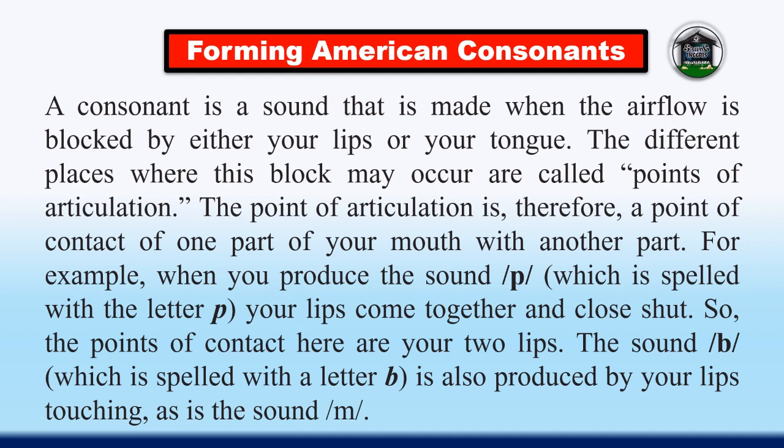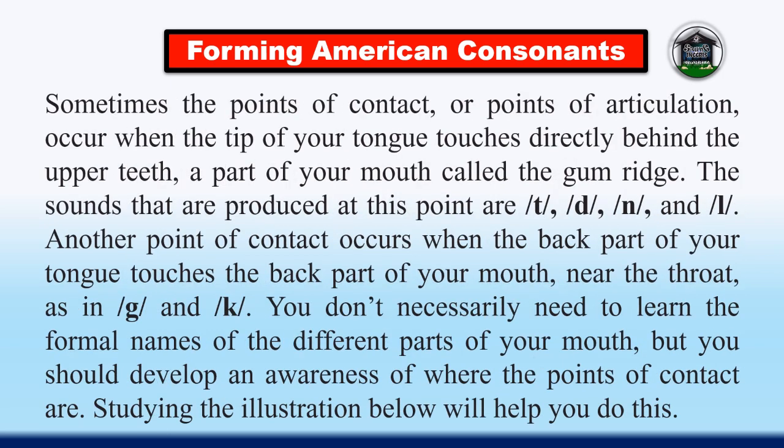For example, when you produce the sound P, which is spelled with the letter P, your lips come together and close shut. So the points of contact here are your two lips. The sound B, which is spelled with the letter B, is also produced by your lips touching, as is the sound M. Sometimes the points of contact, or points of articulation, occur when the tip of your tongue touches directly behind the upper teeth, a part of your mouth called the gum ridge. The sounds that are produced at this point are T, D, N, and L. Another point of contact occurs when the back of your tongue touches the back part of your mouth, near the throat, as in G and K. You don't necessarily need to learn the formal names of the different parts of your mouth, but you should develop an awareness of where the points of contact are. Studying the illustration below will help you do this.